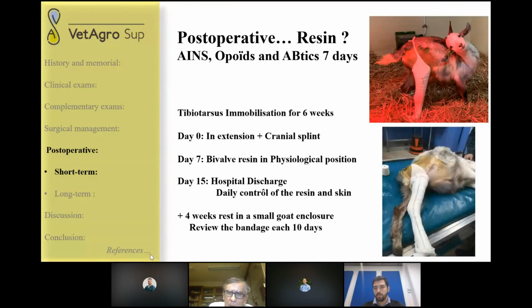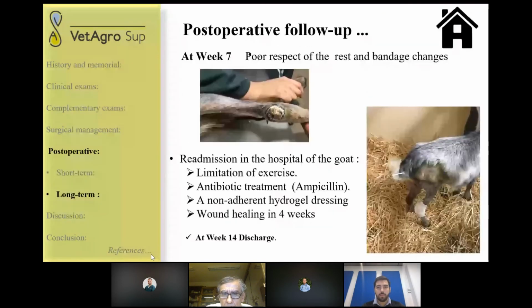The animal was discharged at 15 days, and the client has to do a daily control of the resin and the skin, and to have a control each 10 days of the bandage by a vet, and the goat has to be maintained in a small goat enclosure during 4 weeks. Next slide, please.